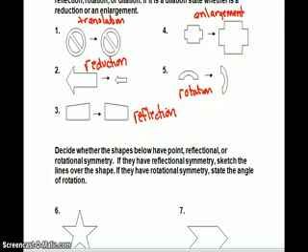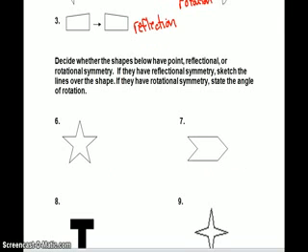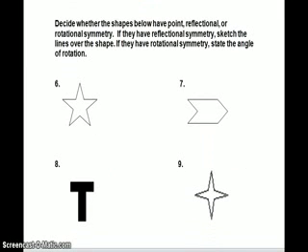Number 6. Determine whether the shapes will have point, reflectional, or rotational symmetry. If they have reflectional symmetry, sketch the lines over the shape. For rotational, state the angle of rotation. Okay, so reflectional, yes, because it'll go through here. Nope, not through there. Let's try that again. We're going to go this way, straight down through there.